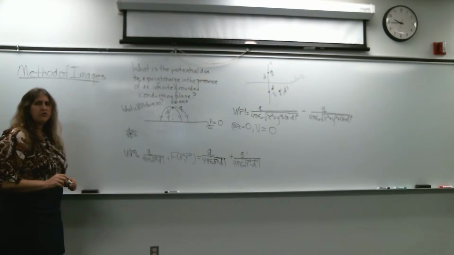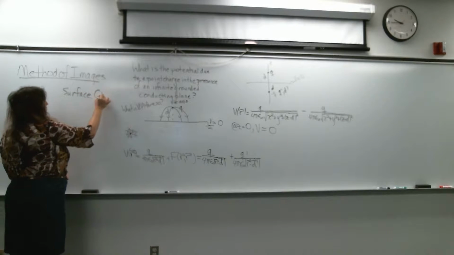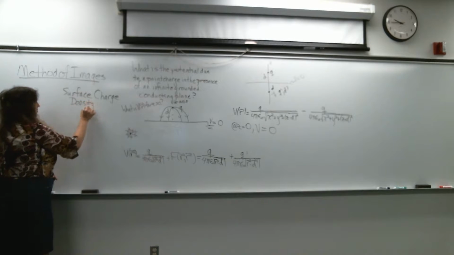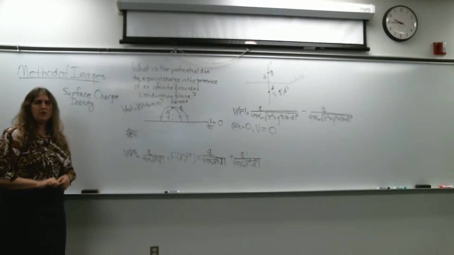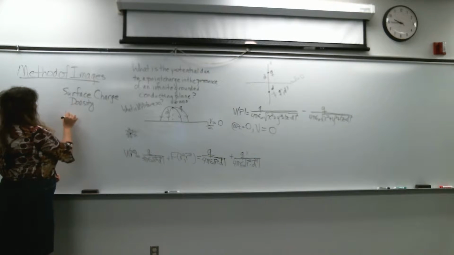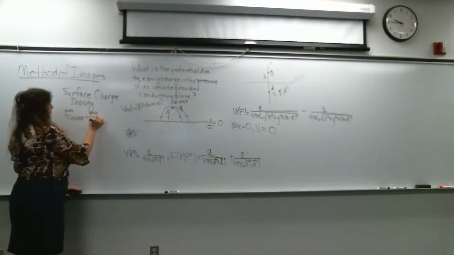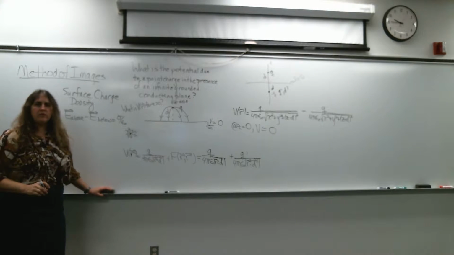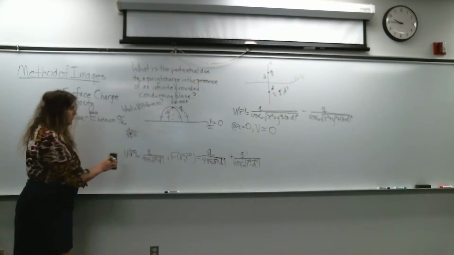In order to calculate the surface charge density, I'm going to make use of the boundary condition that we derived also a few times ago. In other words, the electric field above minus the electric field below is equal to sigma over epsilon naught. It's sigma that we want to solve for here. I'm going to erase this to give myself a little bit more room.